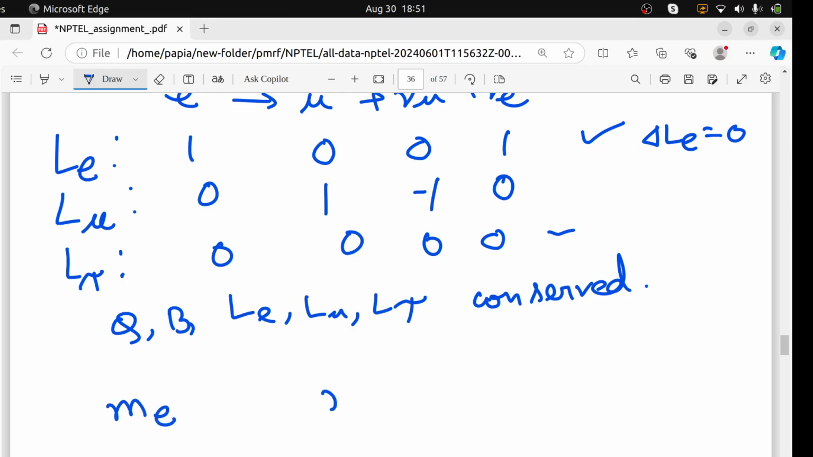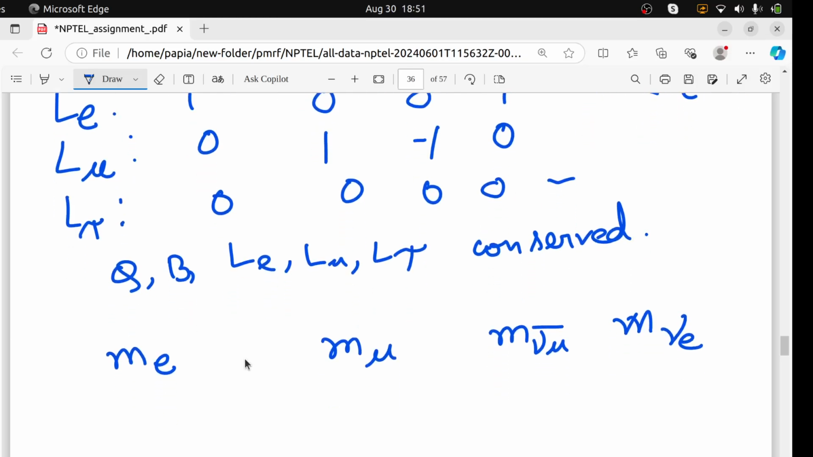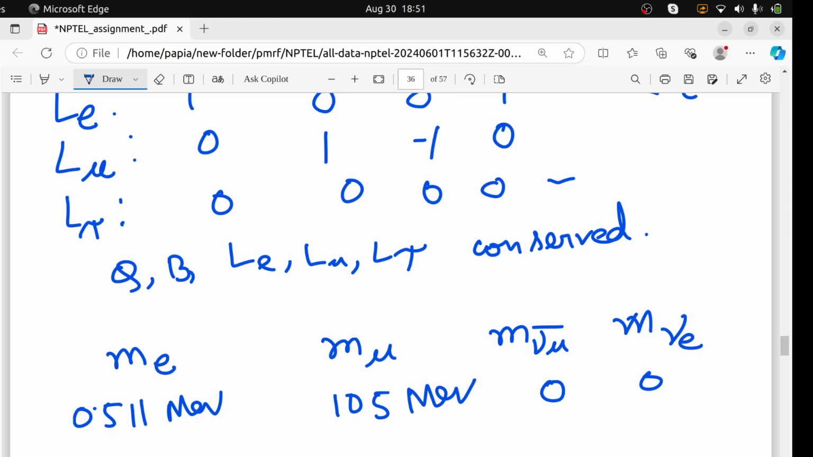Mass of e, mass of mu, mass of nu mu, mass of nu e. So what is the mass of e? 0.511 MeV. What is this one? This is of the order of 105 MeV. This is of the order of 0. This is of the order of 0. Now you can see m_e is very less than m_mu.